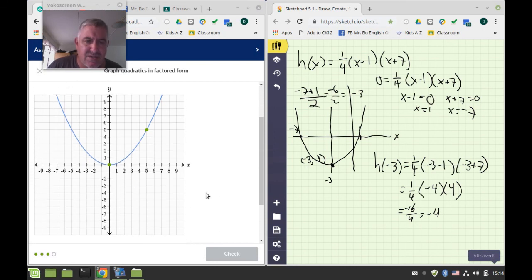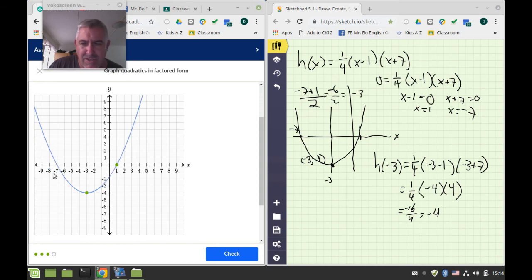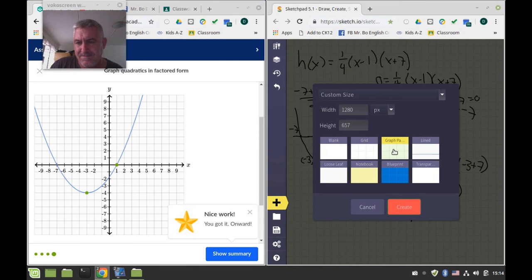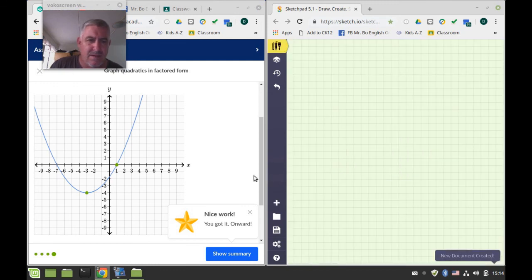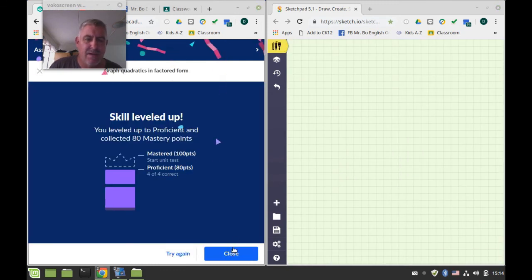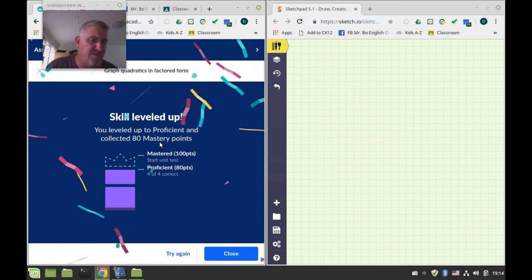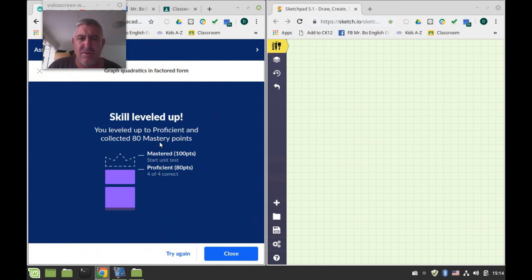All right, so let's go ahead and get our answer here. Negative 3, negative 4, and there's 1. Let's check to make sure the other one, yes, that crosses at negative 7. Everything looks good. So those are all the problems for our graph quadratics in factored form practice.